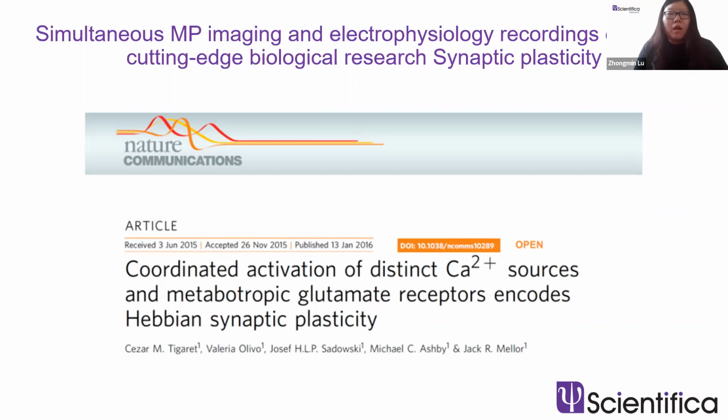Also, here I just want to emphasize that although multiphoton microscopy is a very powerful technology, it cannot help you address all scientific questions, right? Our system is a really versatile and modularized design, and we can combine it with other technology. Here, for example, with electrophysiology recordings to empower cutting-edge biological research, such as synaptic plasticity.